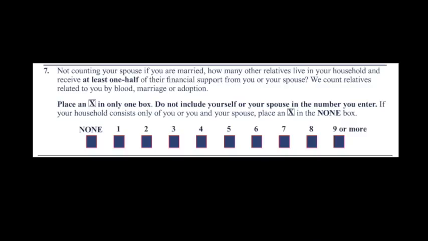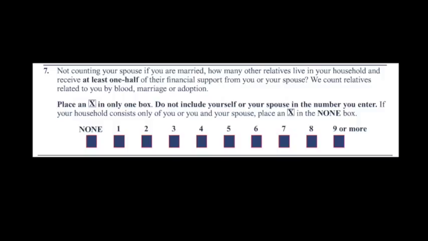Question 7 is often confusing. It is trying to understand how many people live in the household. The individual and the spouse are not counted in this number. If it is just the two of them, or just an individual, you would put an X in the none box. If they have a relative living in their household receiving financial support from the applicant or from the applicant's spouse, you would count how many people there are.